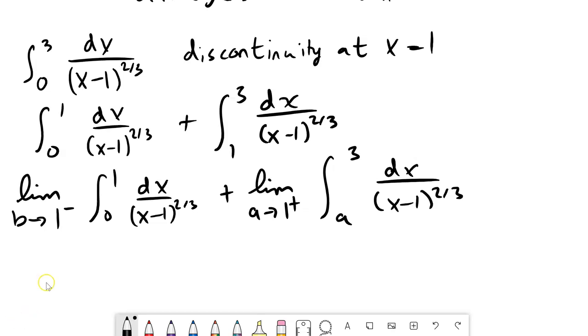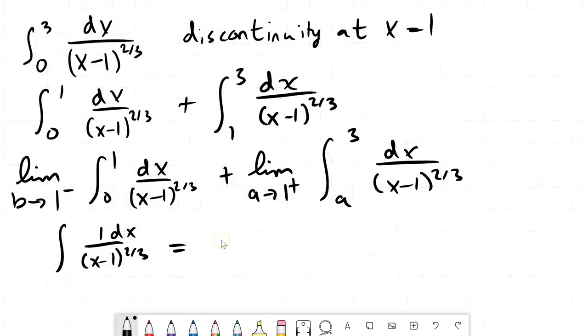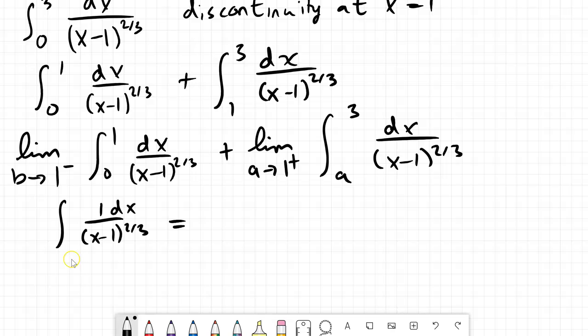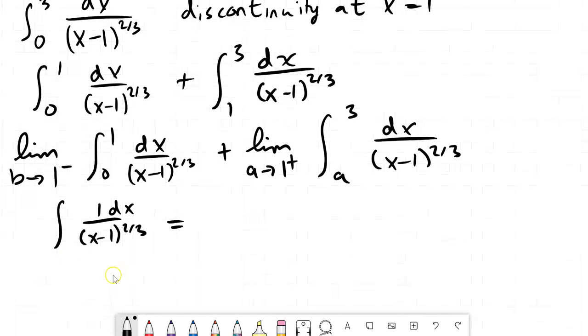First off, let me just find the integral of 1 over x minus 1 to the 2 over 3, just to simplify this. So this is some side work right now. Let me scroll a little bit down. So what is this integral here? Well, we kind of have to use some sort of reverse power rule.